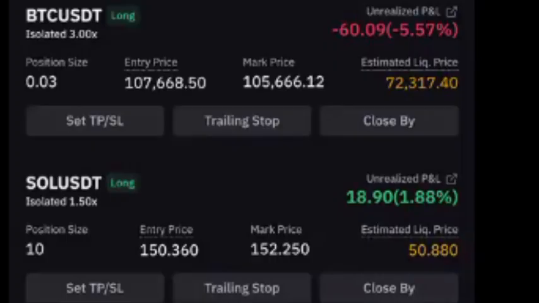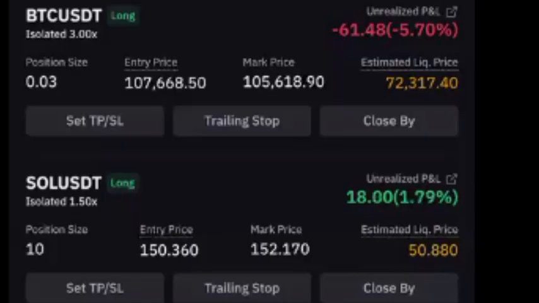When it comes to longing an altcoin, don't ever use more than 2x at a maximum. Preferably, I stay at 1.5x or 1.2x. Solana is a bit up there. I think it's in the top 5 largest cryptocurrencies, so it gives me the safety of even using 1.5x. But sometimes I use 1.2x for other coins. That is basically risk management.